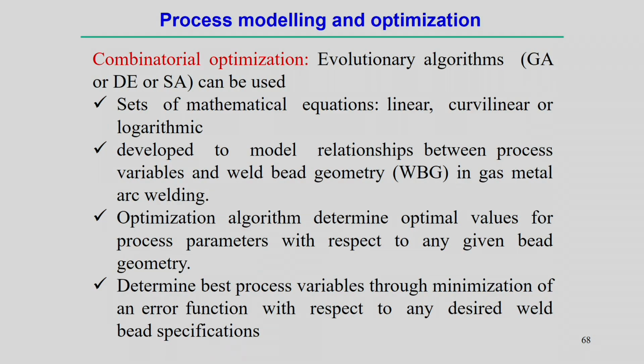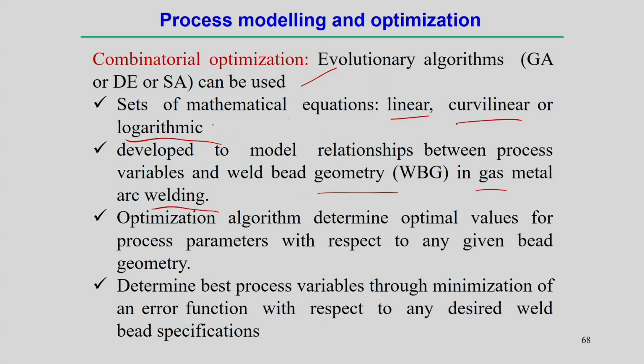output, then the optimization algorithm can be a GA based evolutionary algorithm, genetic algorithm, differential evolution, or simulated annealing. And of course, in these cases a set of mathematical equations, a linear, curvilinear or logarithmic relation between the input and output, is required. So, this relation is developed between the variables and the weld bead geometry in the gas metal arc welding process.